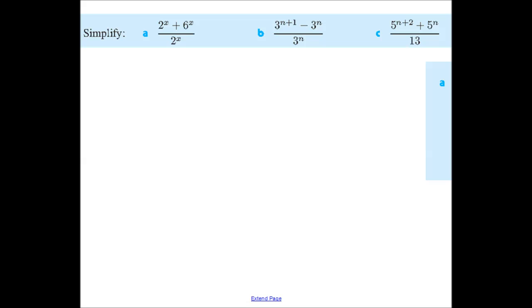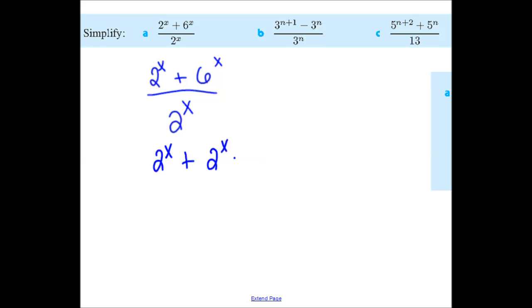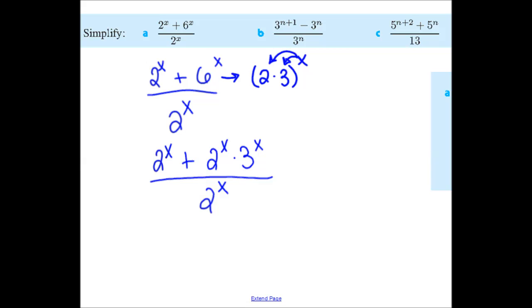We should also be able to factor and then simplify like we would any rational expression. We can write 6 to the x as 2 to the x times 3 to the x. The reason we can do that, if you think about it, is they're both to the value of x. So we can write 6 to the x as 2 times 3, which is 6, to the power of x, and so we can distribute that x. We're just doing this backwards.